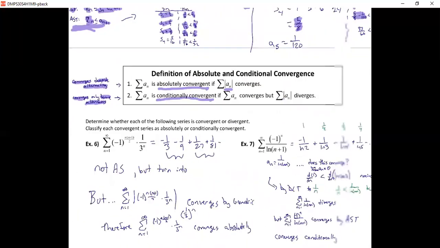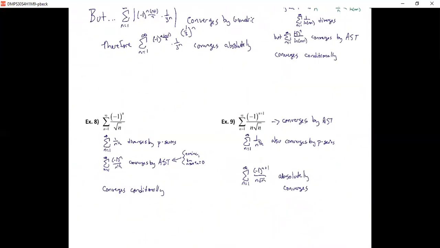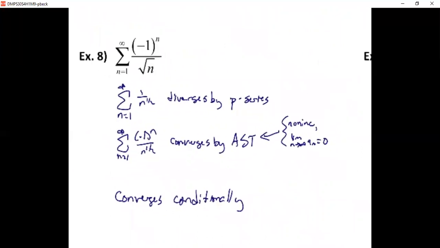So I did skip around when I came to this problem. I actually want to talk about example number 8 first. When I take a look at this series, it's going to be -1, then plus 1 over the square root of 2, then minus 1 over the square root of 3, plus 1 over the square root of 4. Now we can see that the next term is going to be less than or equal to the previous term. That's again without the alternating part.